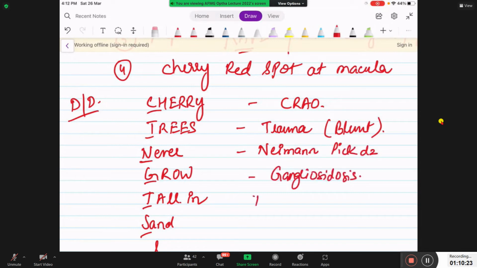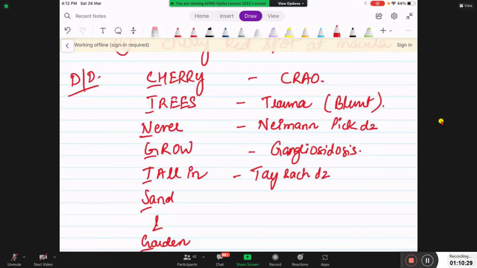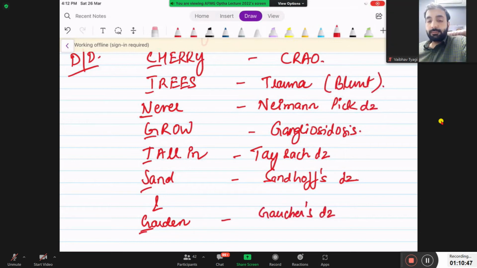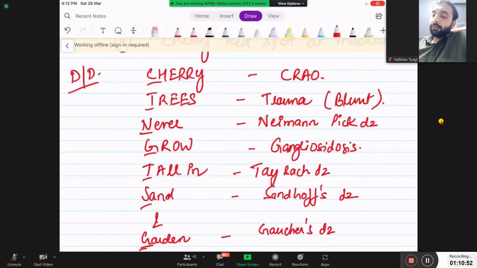T stands for Tay-Sachs disease. Sandhoff's disease. And G, Gardner, stands for Gaucher's disease. So these are the differential diagnoses of cherry red spot.